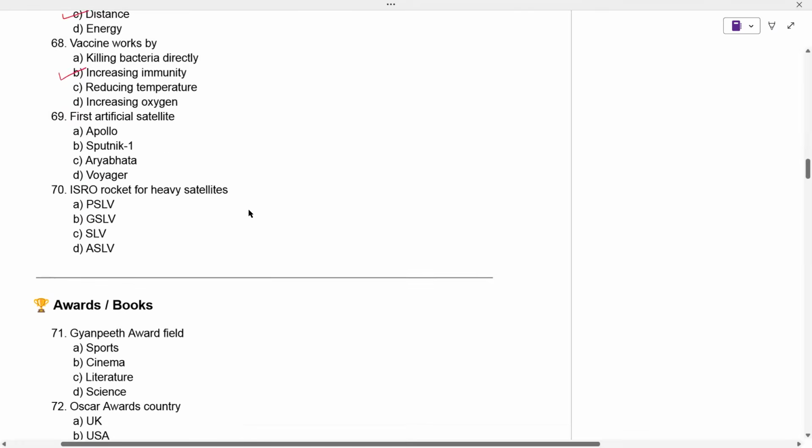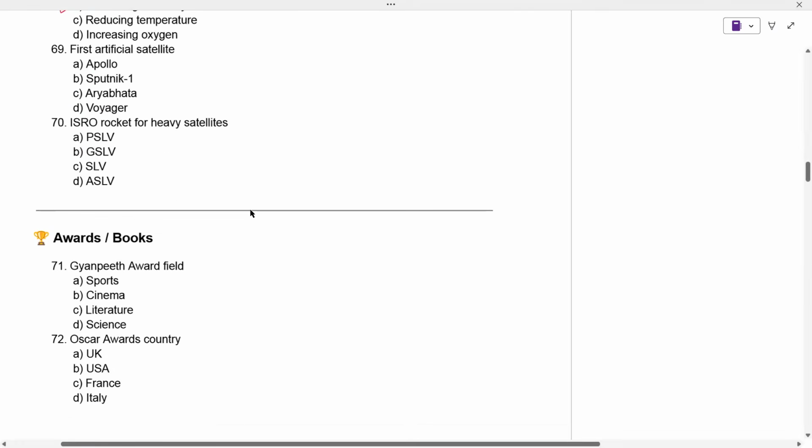Then first artificial satellite. Which of the following, we can say first, we have taken that in these 4, which is the first artificial satellite? Option A, Apollo. B, Sputnik. C, Aryabhatta. D, Voyager. So answer beta for this question is Sputnik 1. Now, ISRO rocket for heavy satellites uses which one here? Right? ISRO, Indian Space Research Organization, rocket for heavy satellites. Which vehicle actually? PSLV or GSLV, or SLV or ASLV? Yes, GSLV. My point is, please write the expansion of PSLV and GSLV. That's what your work is. Just focus on this.